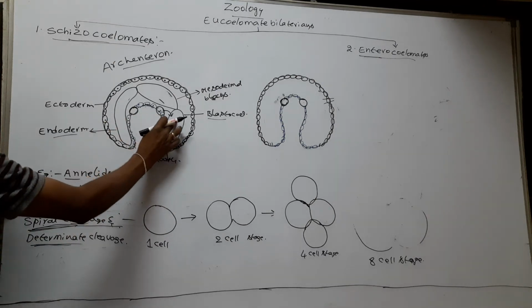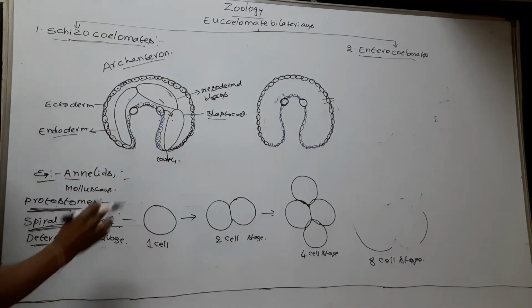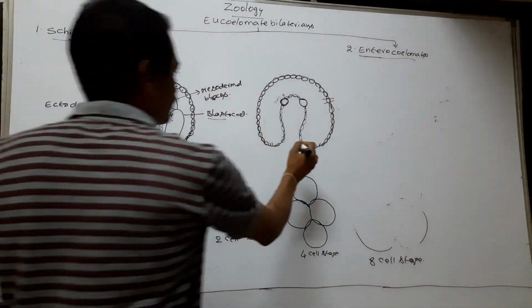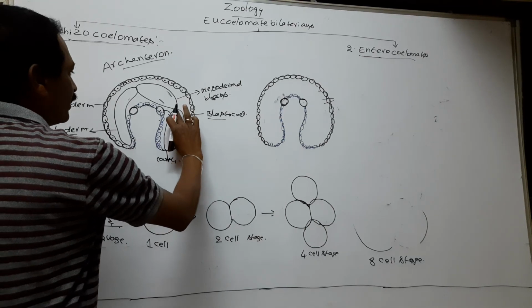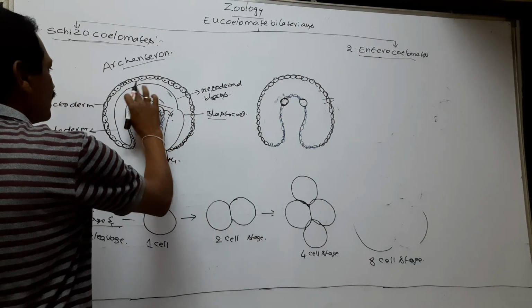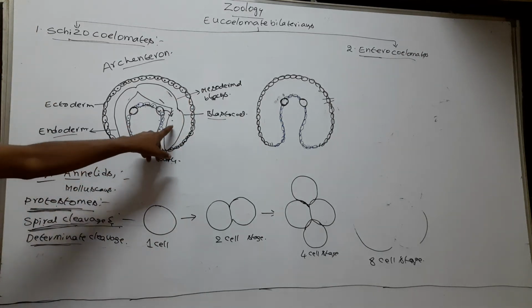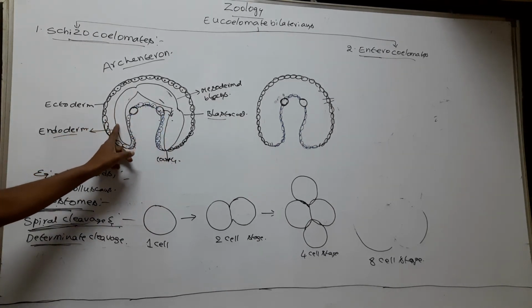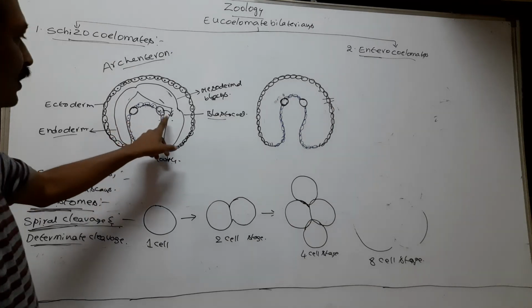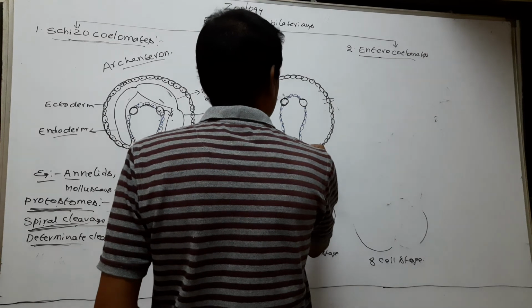The spaces of the mesodermal pouches are fused with each other. So the walls between mesodermal pouches are dissolved. So the spaces in the mesodermal pouches are fused with each other to form a double layer mesodermal epithelium.